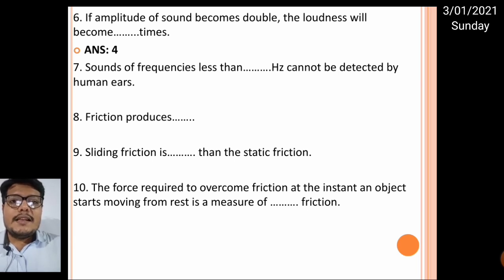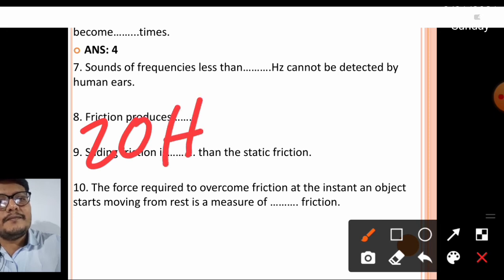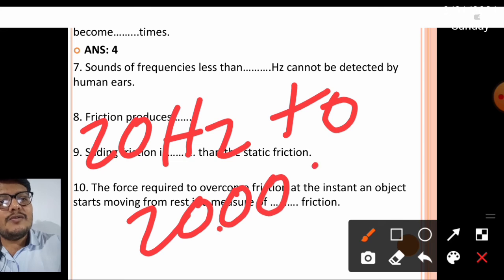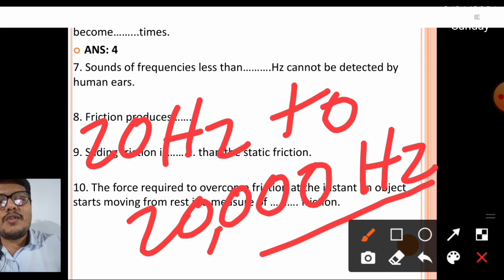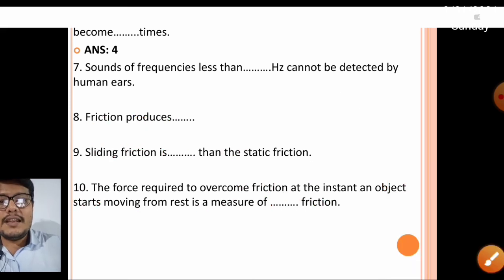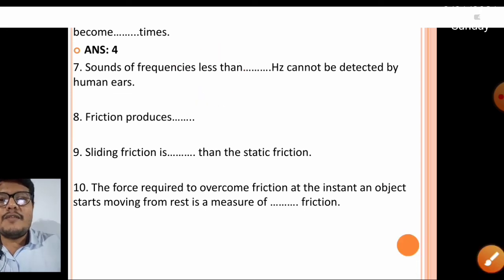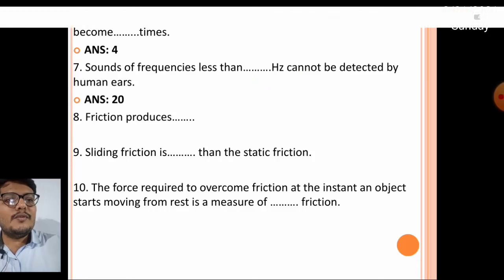Number 7, sound of frequency less than blank hertz cannot be detected by the human ear. There is a frequency range that we wrote during the chapter, 20 hertz to 20,000 hertz. More than 20,000 hertz we cannot hear, less than 20 hertz also we cannot hear. This is the frequency range. So here they are talking about less than, and we have to write 20. Hertz is also written here, so I am just saying only 20.